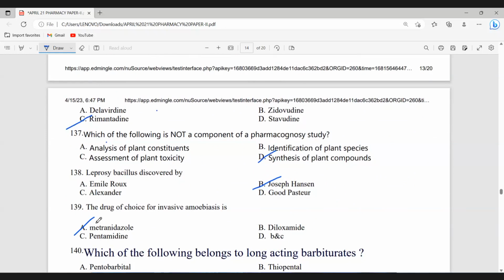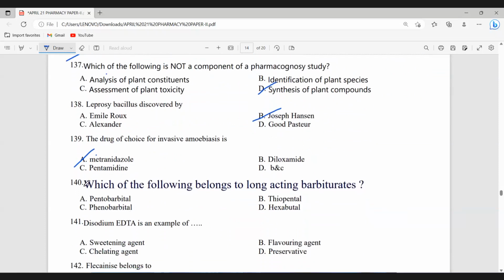Diloxanide. First, note down about diloxanide. Diloxanide is used to treat intestinal amoebiasis. Then pentamidine is used for treatment of pneumocystis pneumonia and leishmaniasis. Diloxanide, intestinal amoebicide, and pentamidine, pneumocystis pneumonia and leishmaniasis.